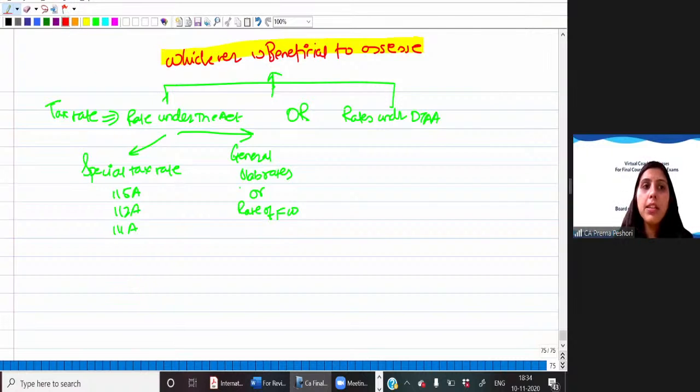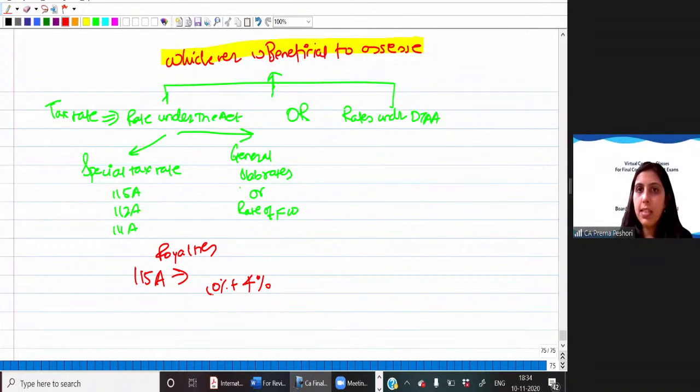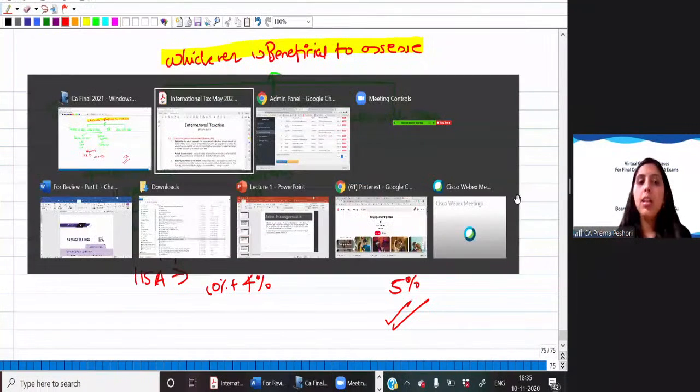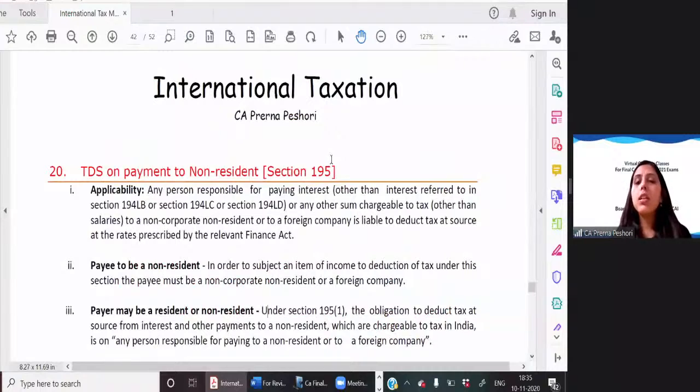So say, for example, under the Act, under 115A for royalties, the tax rate is 10% plus 4% cess, but the rate under DTAA is 5%. Then TDS under 195 will be deducted at which rate? At the rate of 5%. Clear? TDS will be deducted at the rate of 5%. Clear? So whenever a payment is made which is chargeable to tax other than salary, the tax rate would be computed like that.